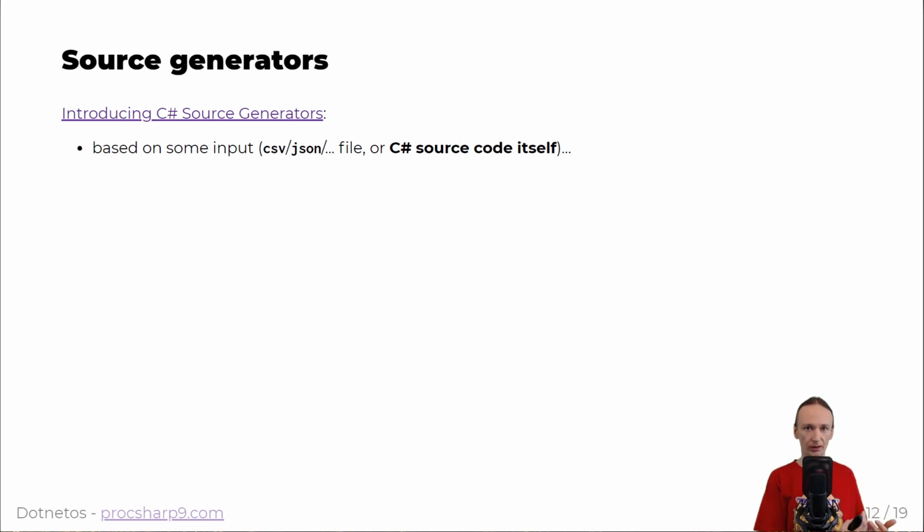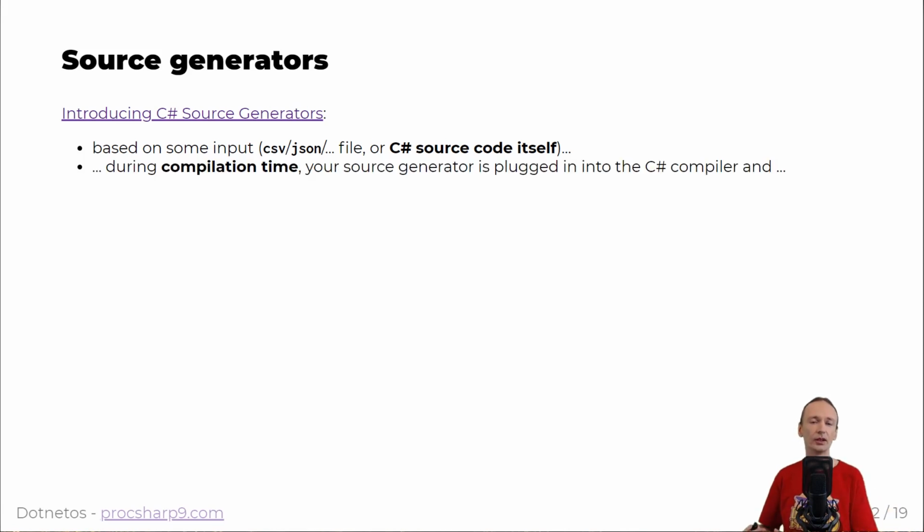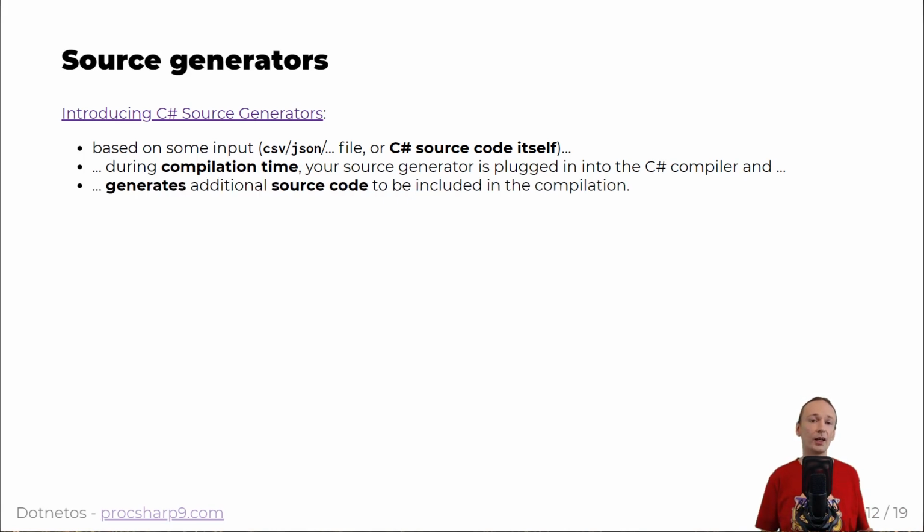You have this external input and data or source code itself, and then during compilation time you can plug your source generator into the C# compiler pipeline, which gives you the benefit that this source generator will be able to generate additional source code based on this data, whether it will be those external files like XML files, or maybe based on your own C# code.